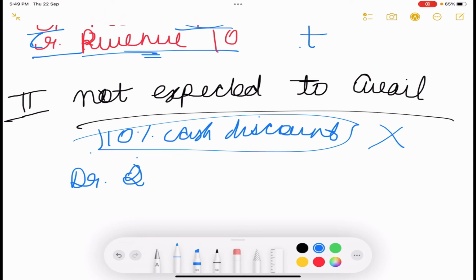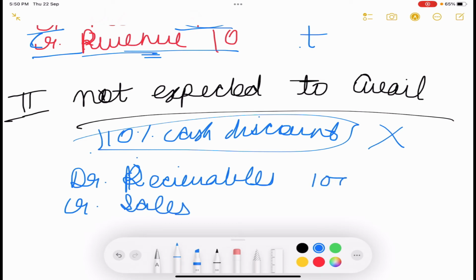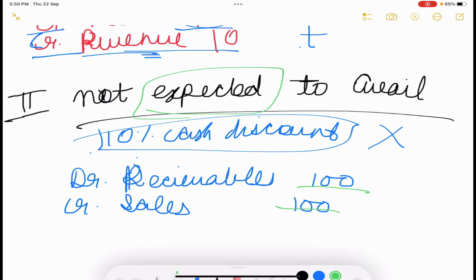So when you prepare an invoice, so we have debit receivables and credit sales, and we have 100. Here in our invoice we write 100 only. Why do we write 100 and why not 90? Because we already expect the person to not avail the discount.